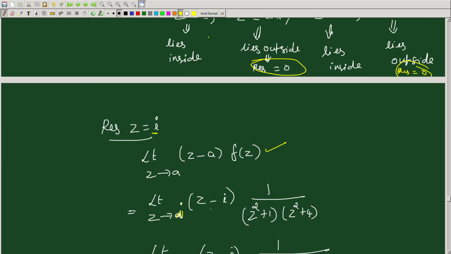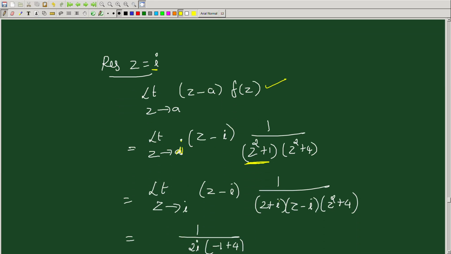So how do you get this z minus i? By solving this and taking the factors. That's what you have to write. This z square plus 1, I can write as (z plus i)(z minus i).